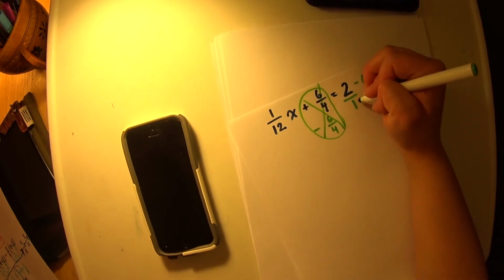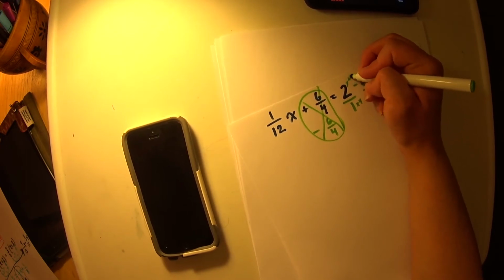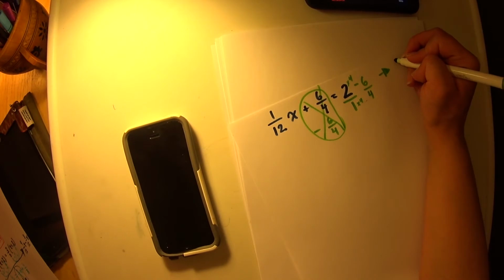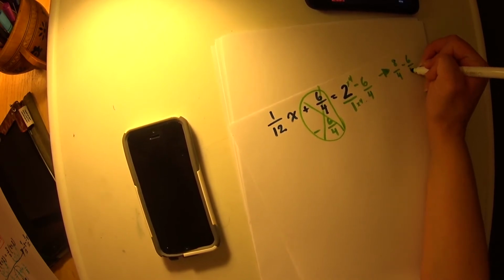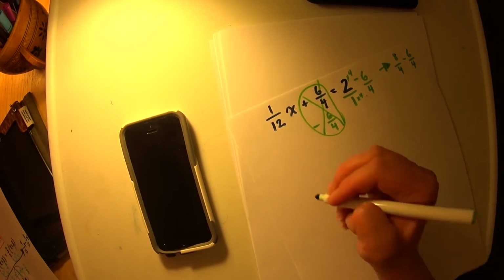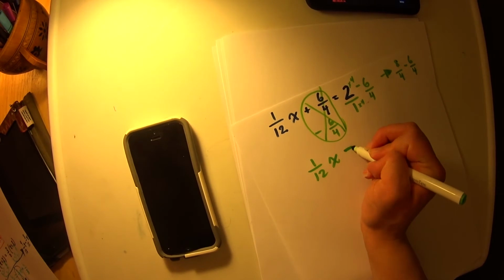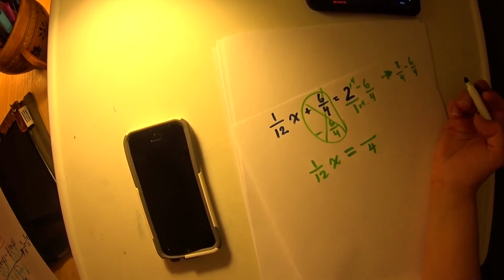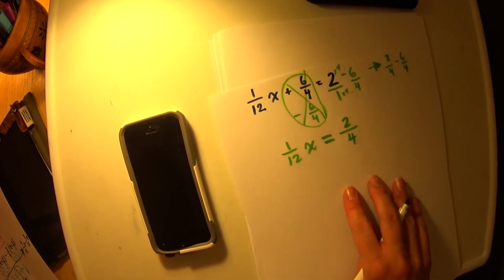Now to subtract I need common denominators, so I'm going to go times 4 times 4, and that ends up being 8 over 4 minus 6 over 4. So what am I left with? On the left side, I've got 1 over 12x. On the right side, 8 minus 6 is 2. Denominator stays the same, so 2/4.